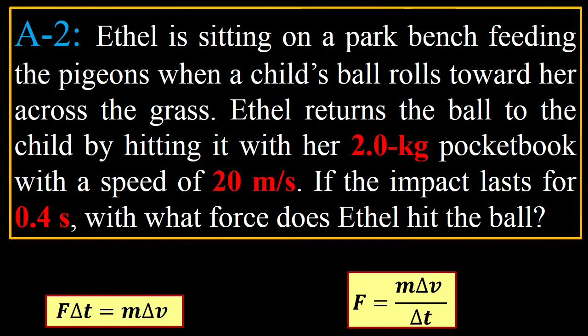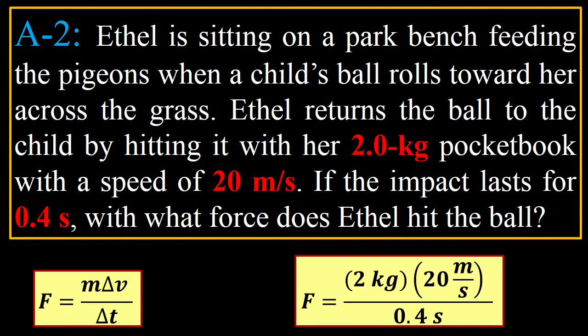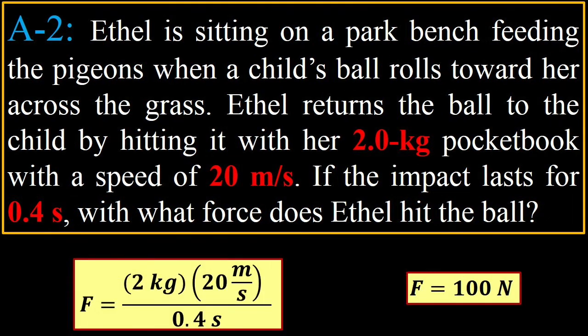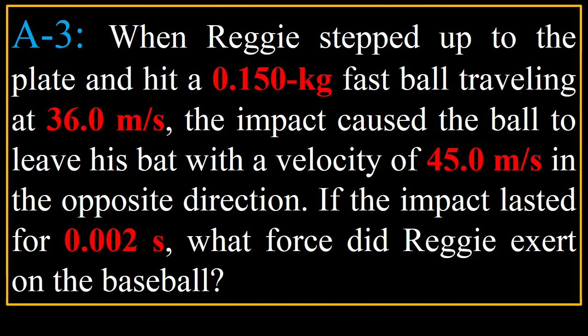So if you divide the 40 by 0.4, how many newtons is that? What's the force going to be? See if you can calculate that. That'll be 100 newtons. Because 40 divided by 4 would be 10, but it's 0.4, so it'll be 100 newtons, which is a significant kick.